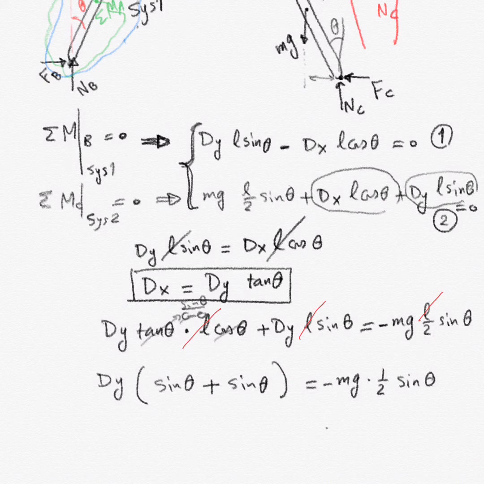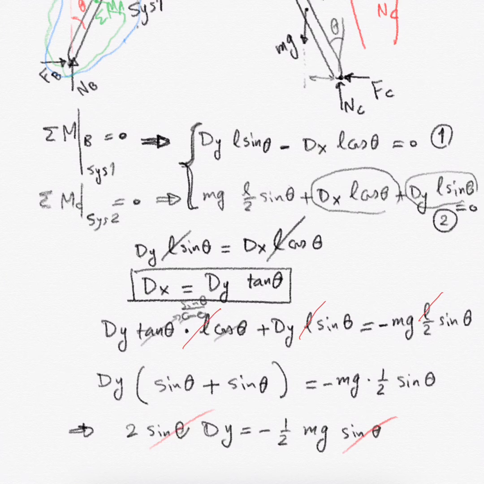So do the algebra, go ahead and you just say 2 sine theta times dy is equal to negative half mg sine theta. We get rid of sine theta, and then we get a simple equation for dy. dy is equal to negative 1/4 of mg.